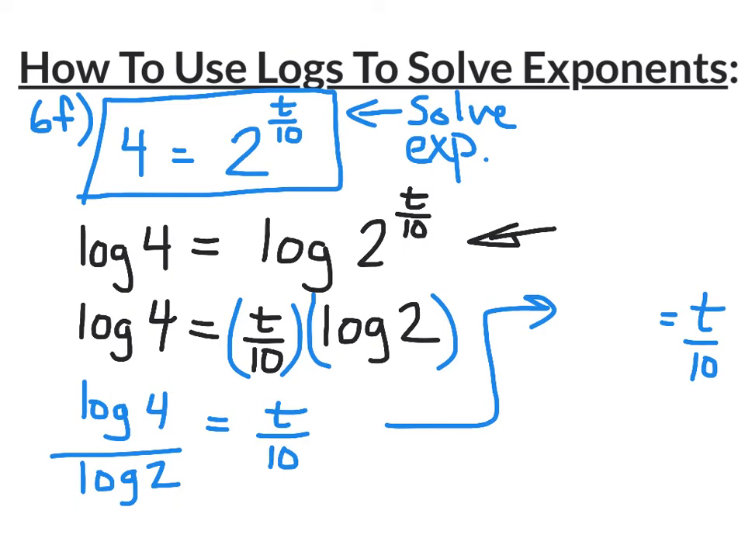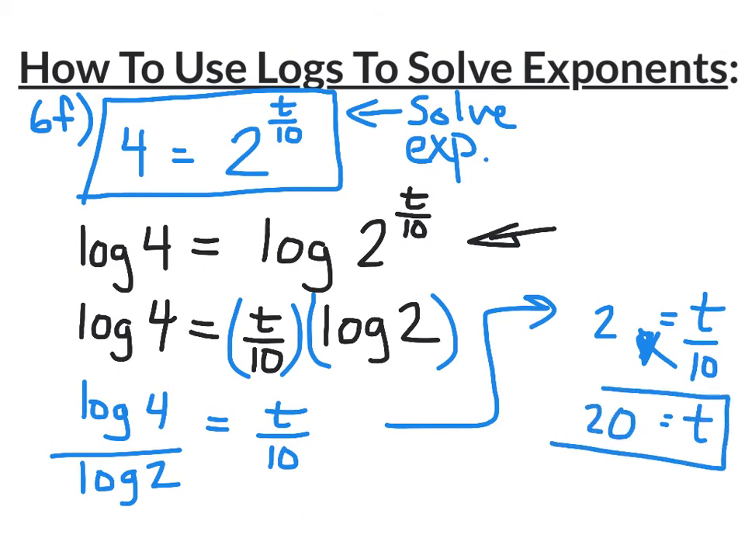When I do that on my calculator, log of 4 divided by log of 2 actually happens to be 2 by a weird coincidence. Anyways, continuing, this is t over 10. If I cross multiply the 10, I get t equals 20, okay? Now this question you could have done without logs, but I'm showing you how to do logs so that when we get to the next questions, you're able to do them.